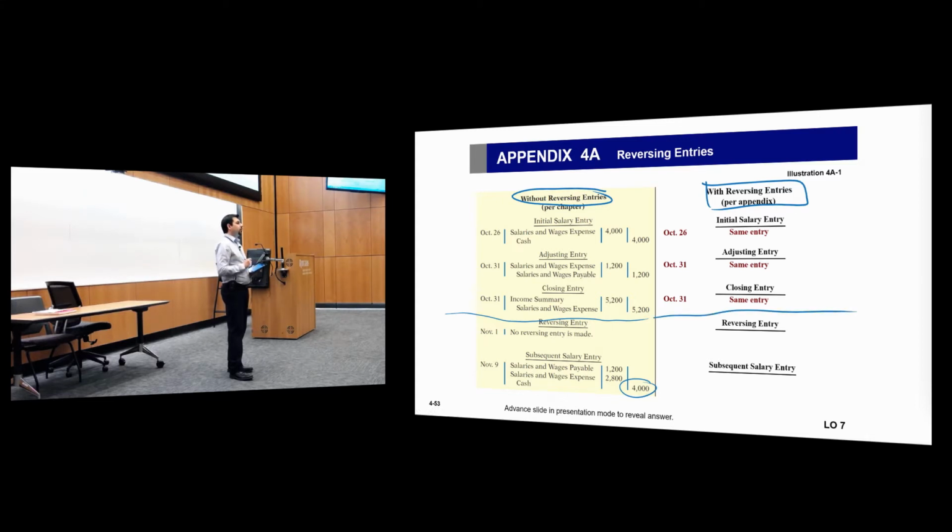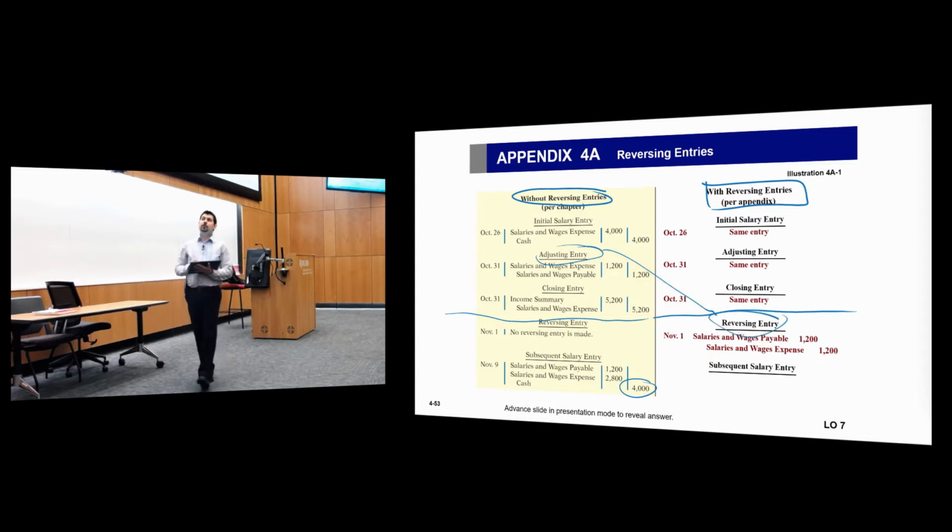Now we started in November, right? On November 1st, what would the company do would reverse the adjusting entry. This is adjusting entry, and this is to reverse the adjusting entry, reversing the entries. We debited salaries and wages expense, 1,200, we credited salaries and wages payable, 1,200, that was the adjusting entry. Now we do the opposite. We debit the payable and we credit the expense. We reversed it.